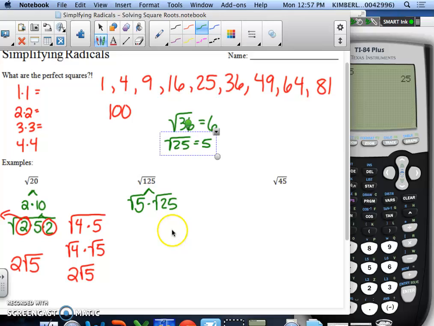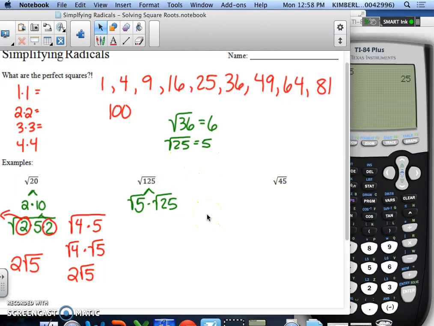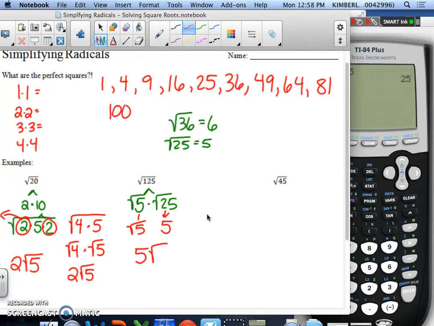Okay? So 125 is 5 times 25. Now, I know the square root of 25 is 5 because it's a perfect square. So what we can do is say that this is a 5 because the square root of 25 is 5, and I'm left with this root 5. So my answer would be 5 root 5.